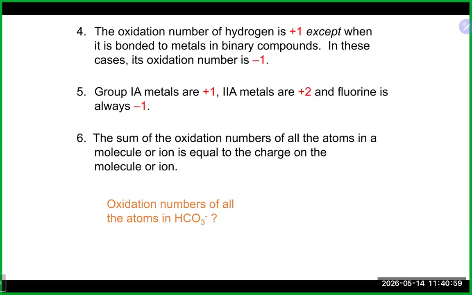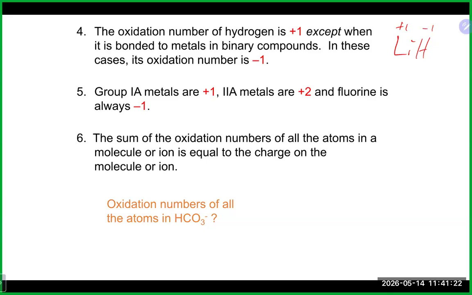Oxidation state of hydrogen is always +1 unless it comes after a metal, and then it's going to be hydride, basically -1. So if you have something like LiH, the hydrogen would be the negative version of hydrogen, which would be hydride, which would be -1. Everybody in group 1 will be a +1. Everybody in group 2 will be a +2. Fluorine will be a -1.